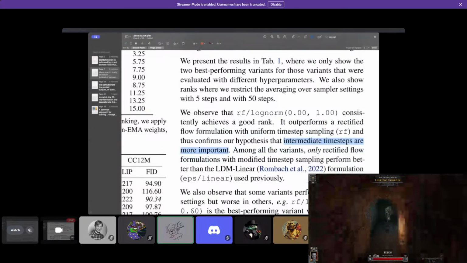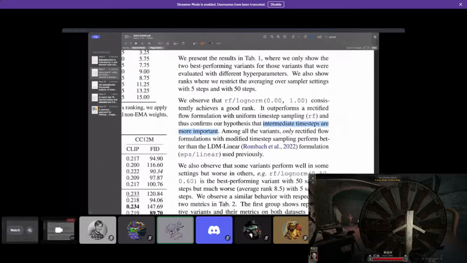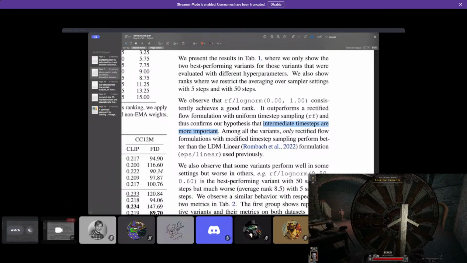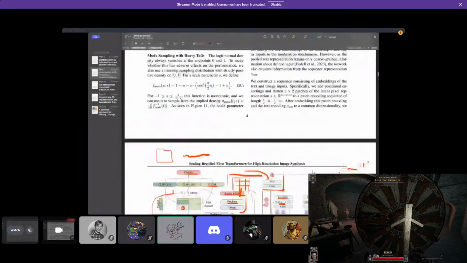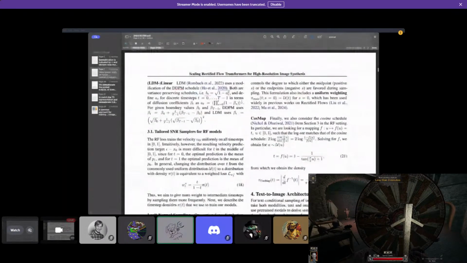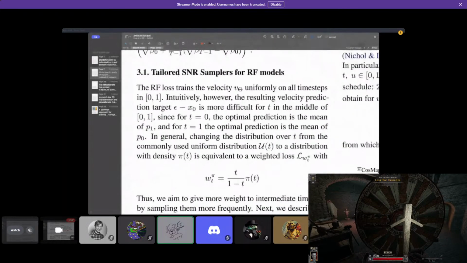And by more important, they mean harder to learn, and therefore weighting their loss up or oversampling them is advisable. Among the variants, this is specifically because the intermediate time steps have higher variance. Is that right? That's how I interpret it. So they say the RF loss, the rectified flow loss, trains the velocity uniformly on all time steps.